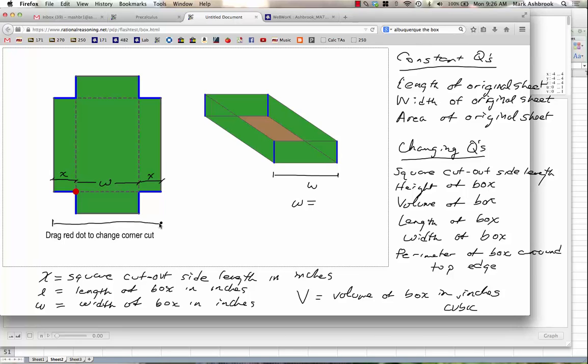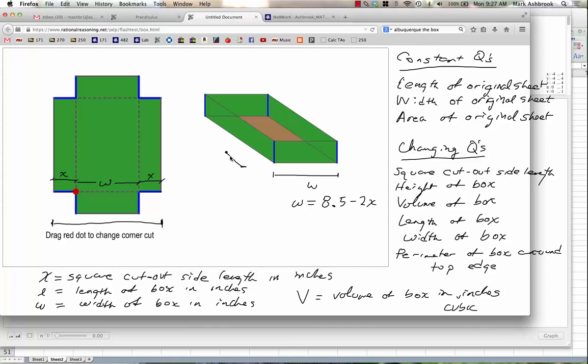So the original width, or the fixed width of the original piece of paper was 8.5. So you're saying? 8.5 minus 2x. Agree with him? Yeah, because the original width is 8.5. We take off an x amount on the left, an x amount on the right, and we're left with the width of the box. Okay, what about the length?